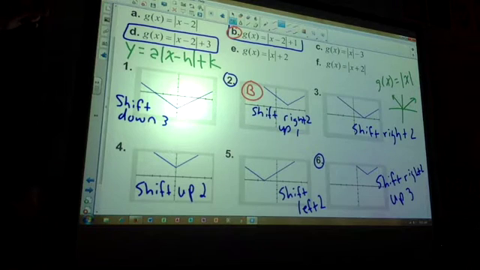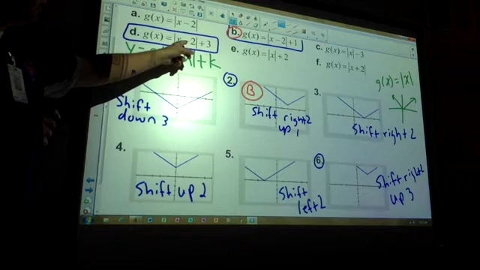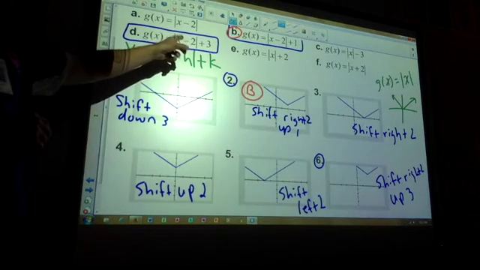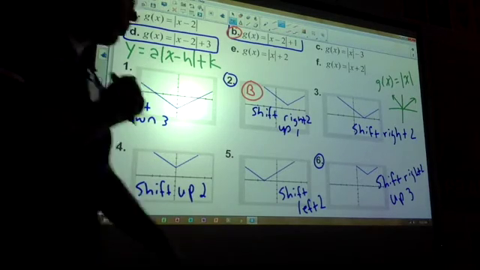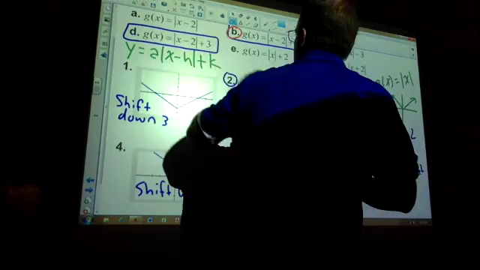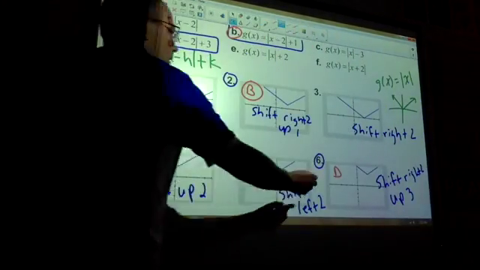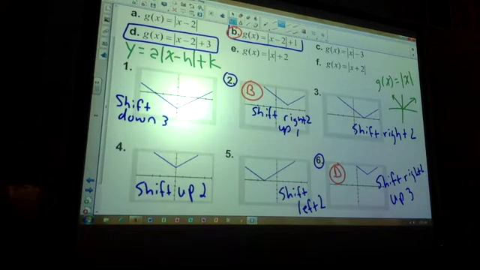So let's take a look at letter D. Letter D. What do you think this one's going to do? Which direction? Right 2 and up 3. Right 2 and up 3. Right 2, up 3. This is equation D. Okay, hang on. I think we might have a small breakthrough here.